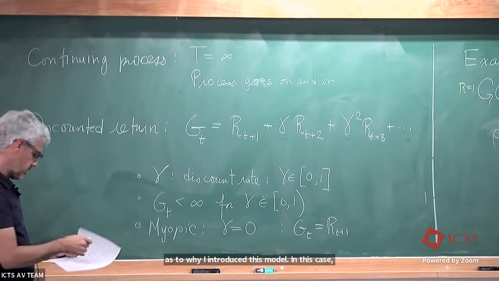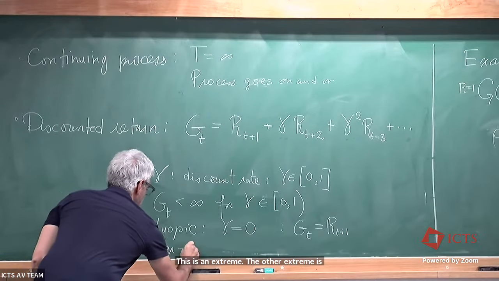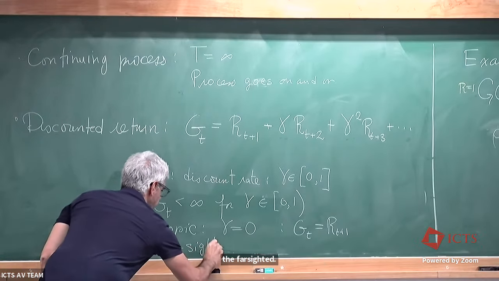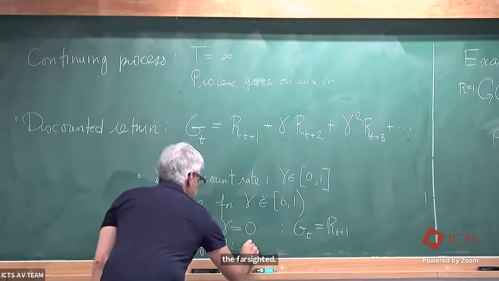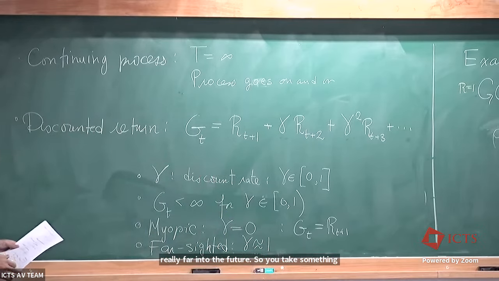This is an extreme. The other extreme is the far-sighted one, where you want to weight things really far into the future. So you take something that's not quite 1, but close to 1.